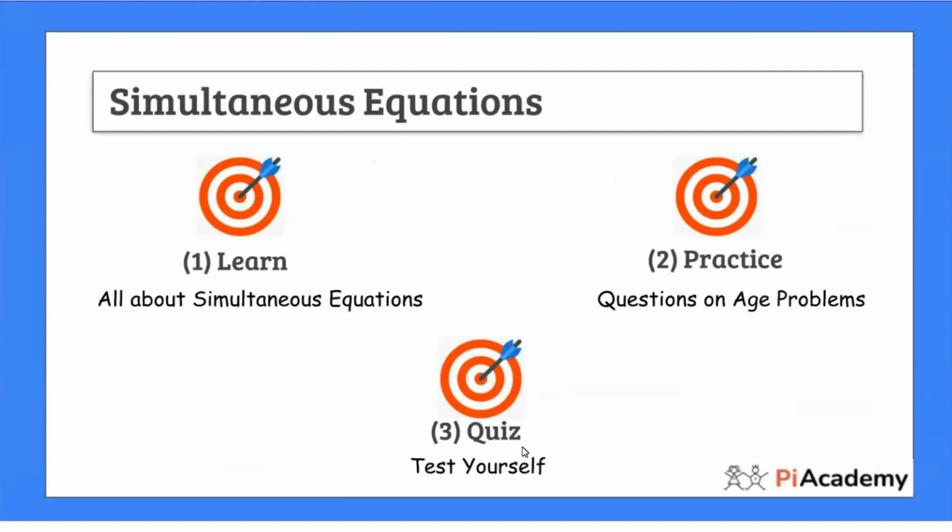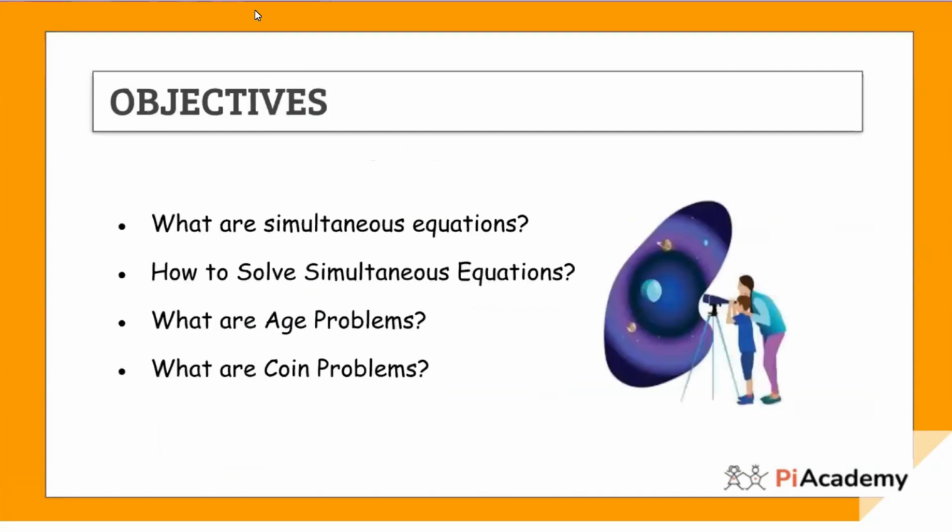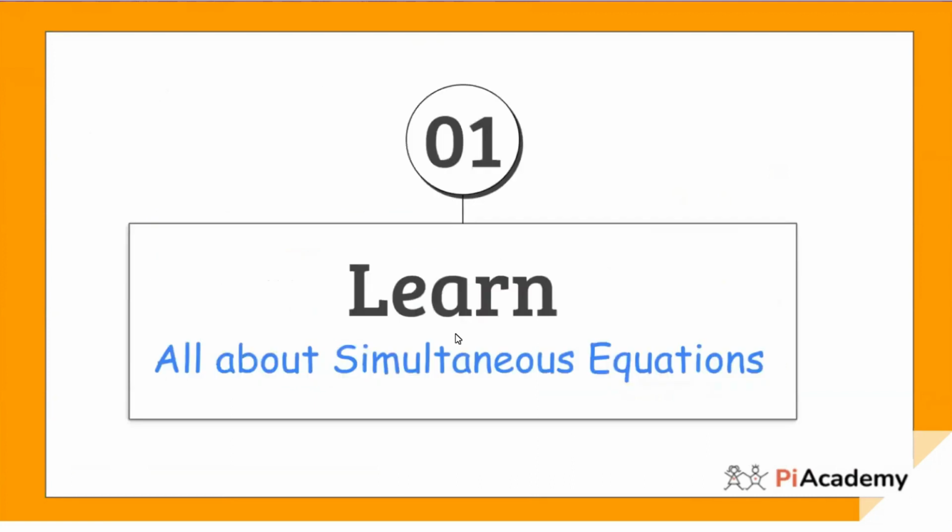Okay. So let's begin with the objectives. The objectives of the day are, first of all, we are going to learn what simultaneous equations are. After having the proper knowledge of this, we are going to see how to solve simultaneous equations, okay? And then we are going to learn what age problems are and how to solve them, okay? And what coin problems are. Fine? Okay, everyone. So let's begin our session with the learning phase, phase 1.